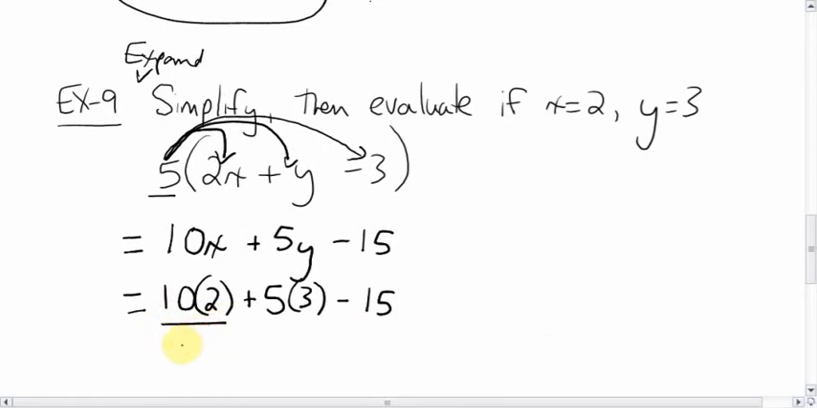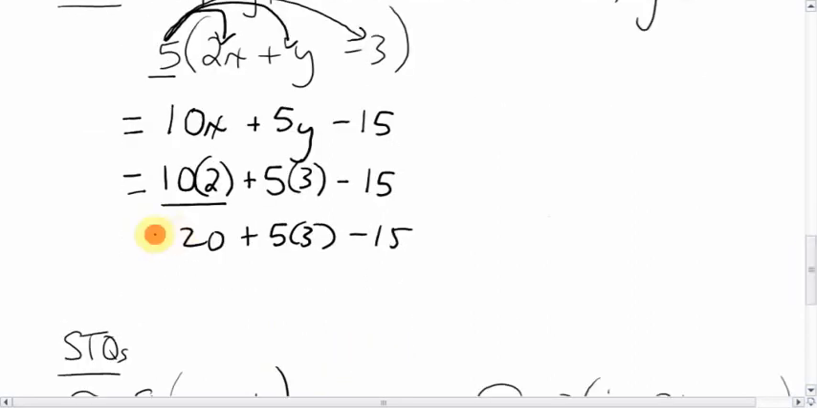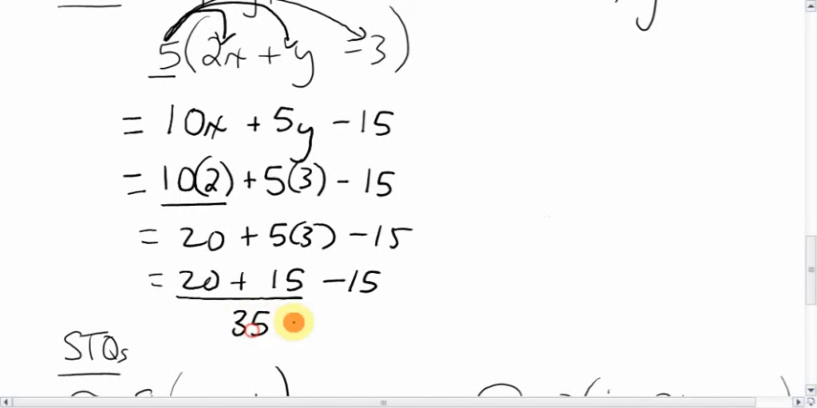Now it's just a good old BEDMAS question. 10 times 2 is 20, plus 5 times 3 minus 15. Next step, 20 plus 5 times 3, which is 15, minus 15. Now we go left to right. 20 plus 15 is 35, minus 15. 35 minus 15 is 20. That's your final answer.